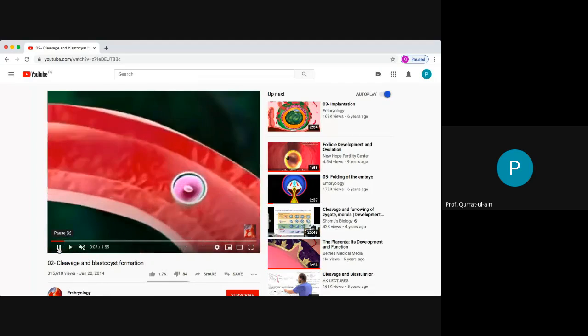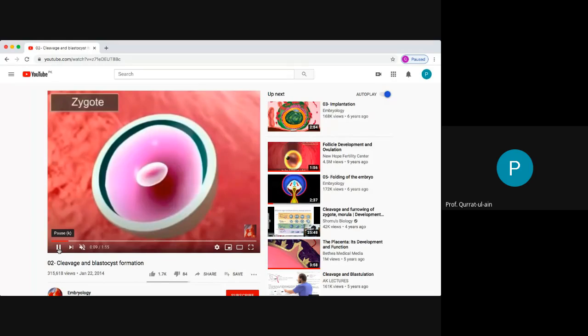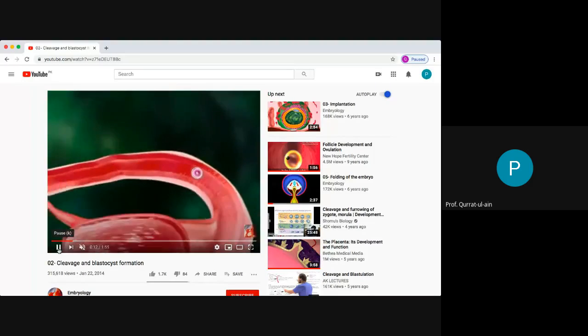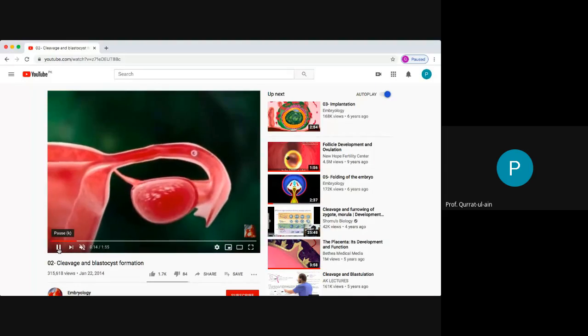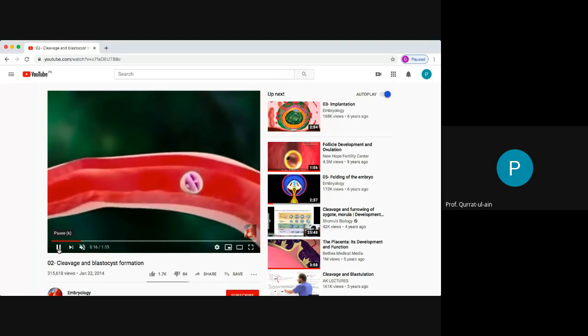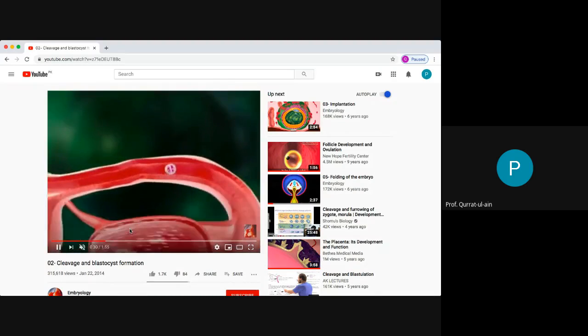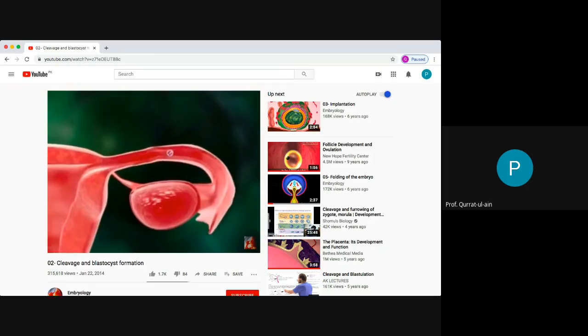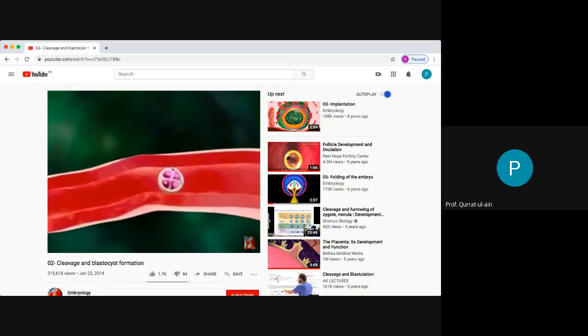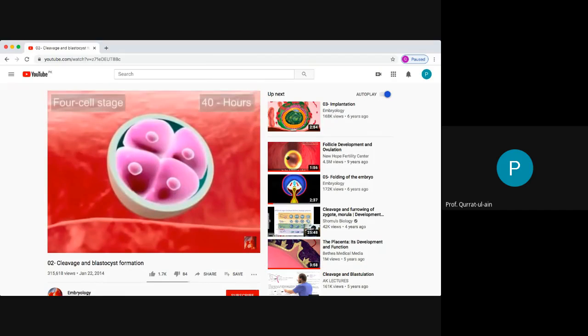You'll have a closer look. This is a zygote, 46 chromosomes, and the cleavage process starts, and it is going to change into two cells. This is the two-cell stage, right? And then this is within the 30 hours, and each cell is known as a blastomere, and the thick zone outside is the zona pellucida. It is moving, and as it moves, it is dividing. The blastomeres are dividing by mitosis, and there's a 4-cell stage.